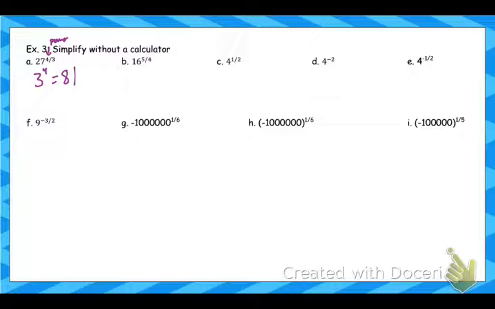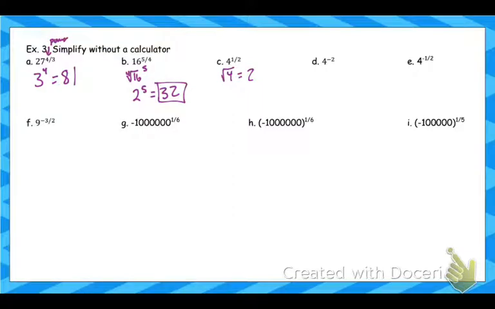All right, on B, again, we're going to take the 4th root of 16 and raise it to the 5th power. The 4th root of 16 is 2. Raise it to the 5th power, and I get 32. All right, 4 to the 1/2, hopefully pretty simple. That's just the square root of 4, which is 2.